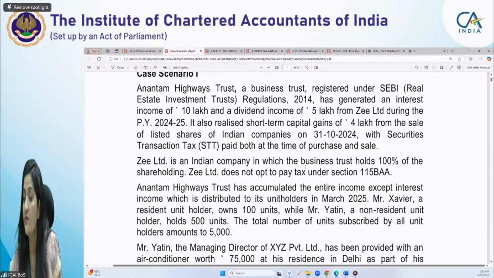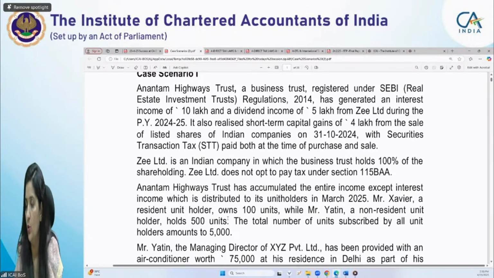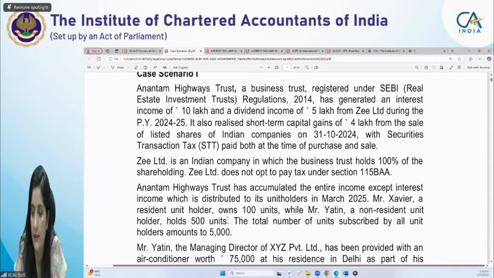My screen is visible to all of you. In case you want me to increase the font size, that I can do.